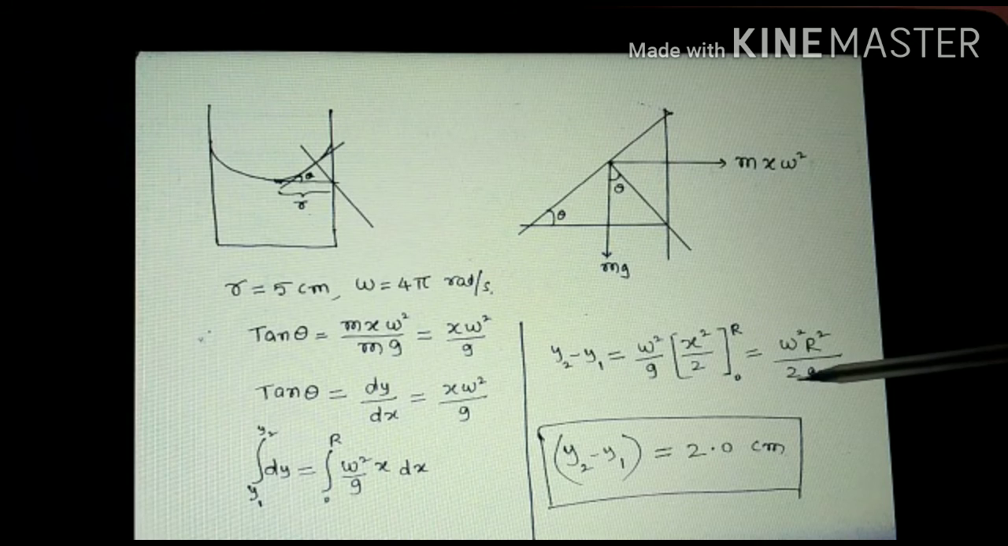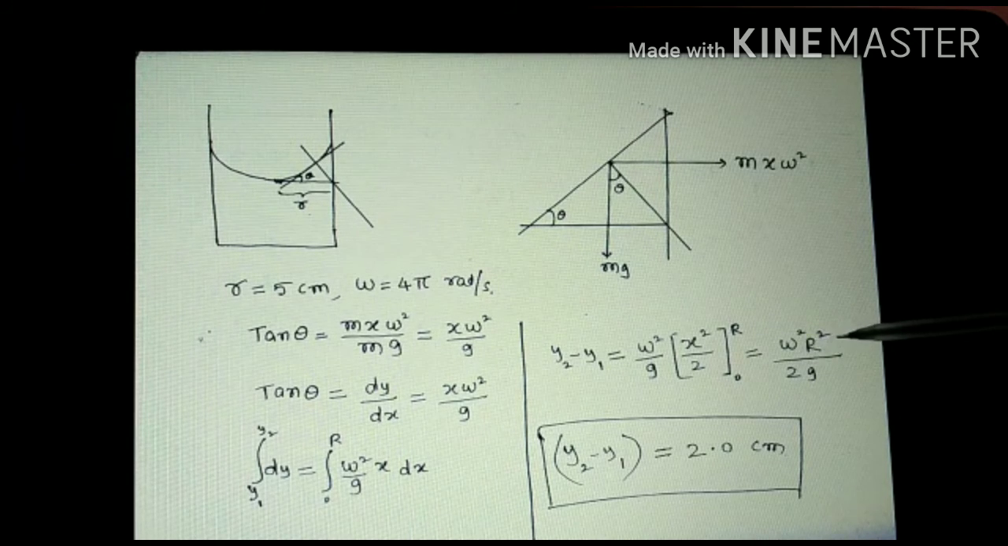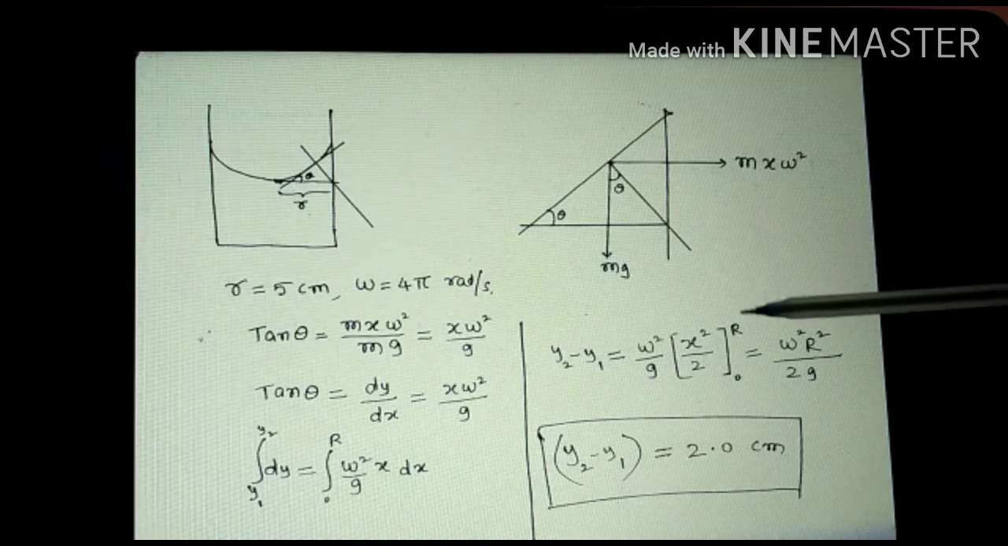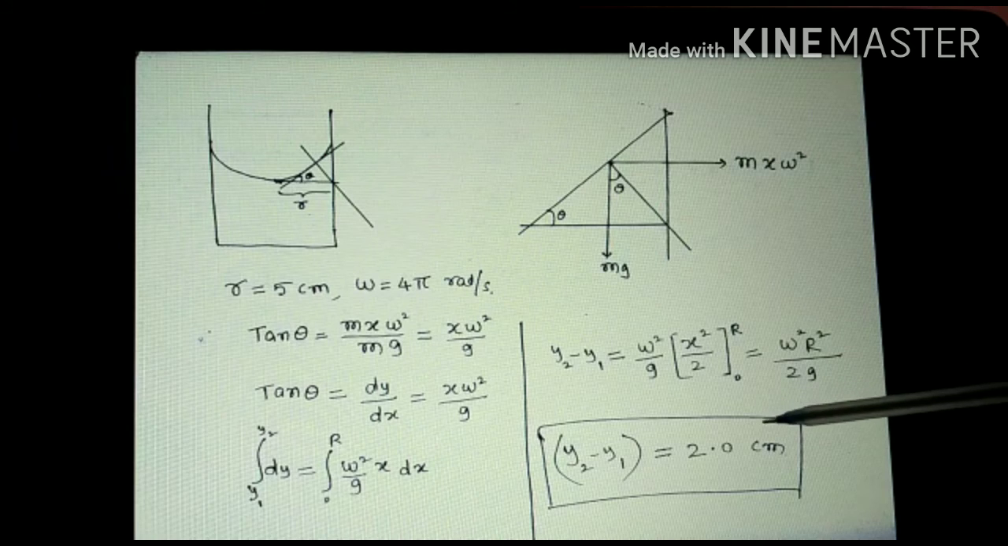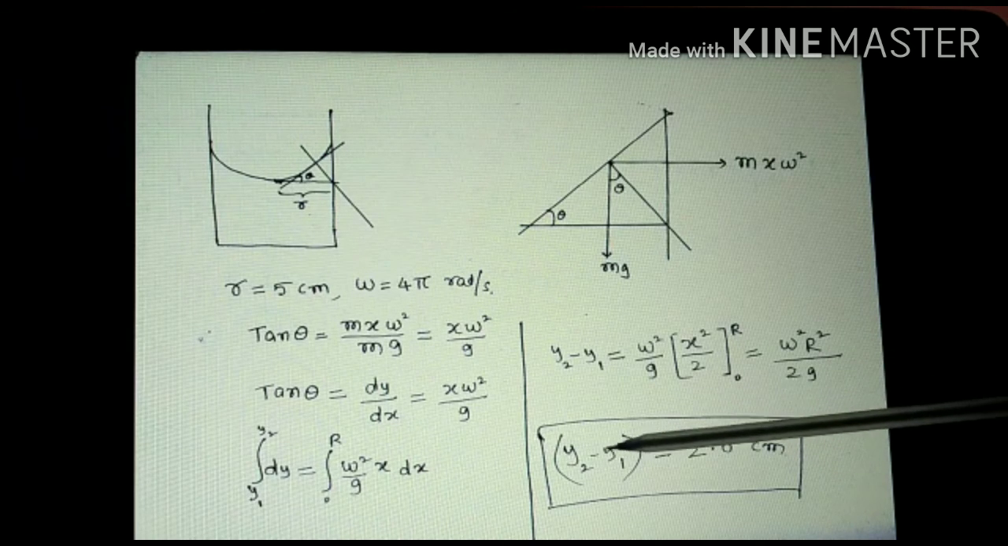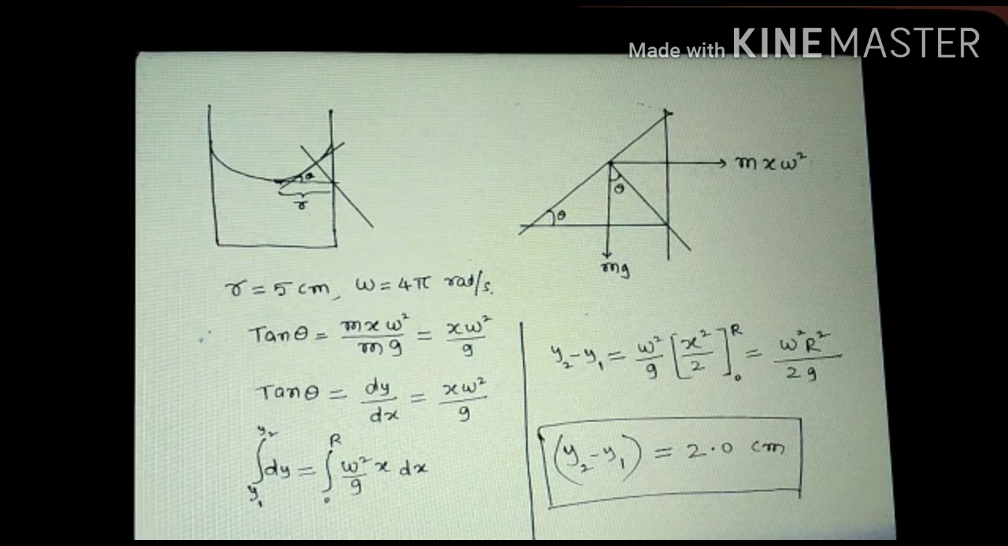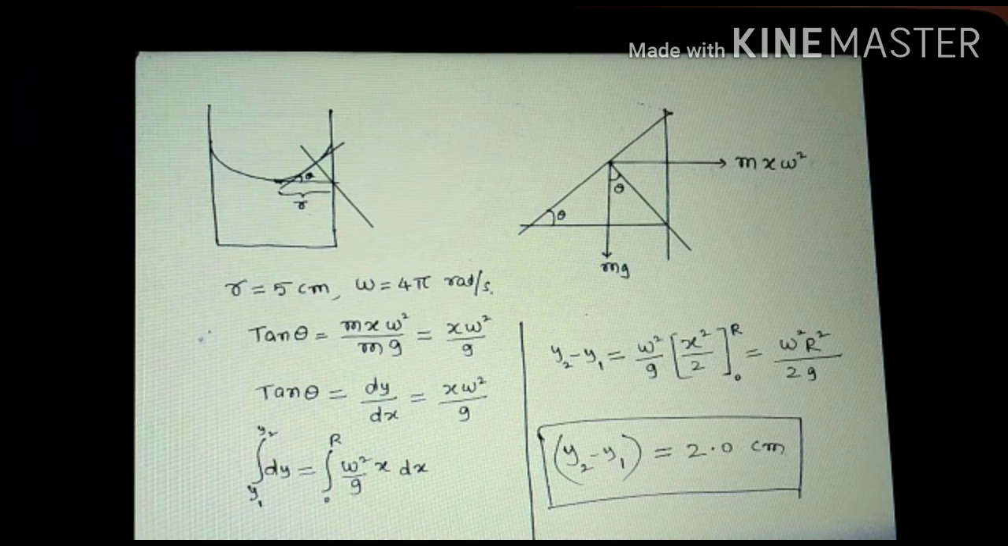r is the upper limit. So you will get omega square r square by 2g. You substitute omega, you substitute r. r is radius and g is acceleration due to gravity. You substitute everything. g is 10 meter per second square, but you have to convert into centimeter because the final answer should be in centimeter. So finally you will get the answer y2 minus y1 equal to 2.0 centimeter. You got it, Ra?